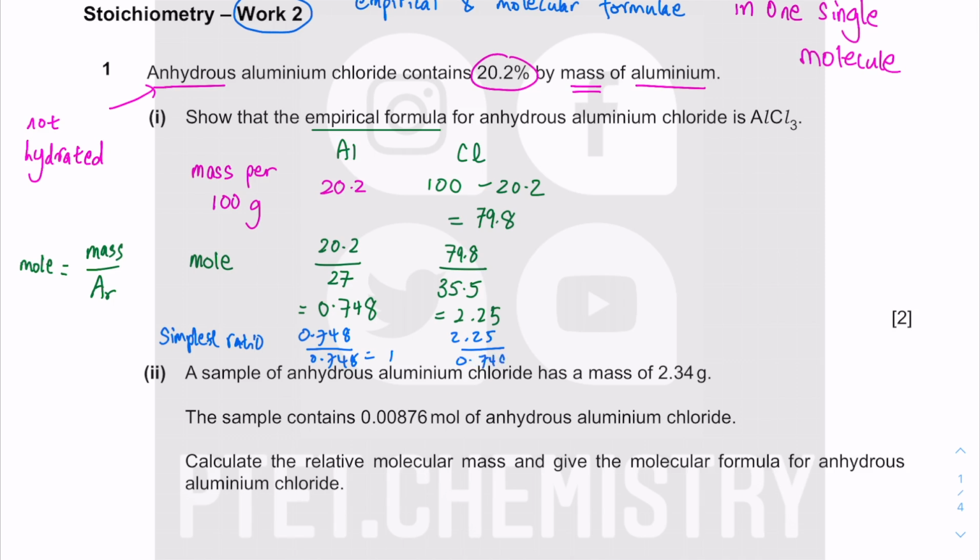0.748. Press that into your calculator. 2.25 divided by 0.748, I get 3.01, which again is roughly 3, and therefore your empirical formula is just equal to 1 aluminium, the simplest ratio of atoms, 1 aluminium and 3 chlorine to the nearest whole number, obviously, because these are whole numbers. On to the next one.